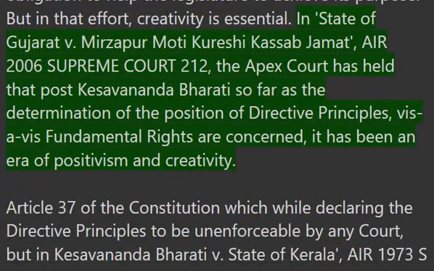In State of Gujarat v Mirzapur Moti Qureshi Kassab Jamaat, AIR 2006 Supreme Court 212, the Apex Court has held that post-Kesavananda Bharati, so far as the determination of the position of directive principles, vis-à-vis fundamental rights are concerned, it has been an era of positivism and creativity.